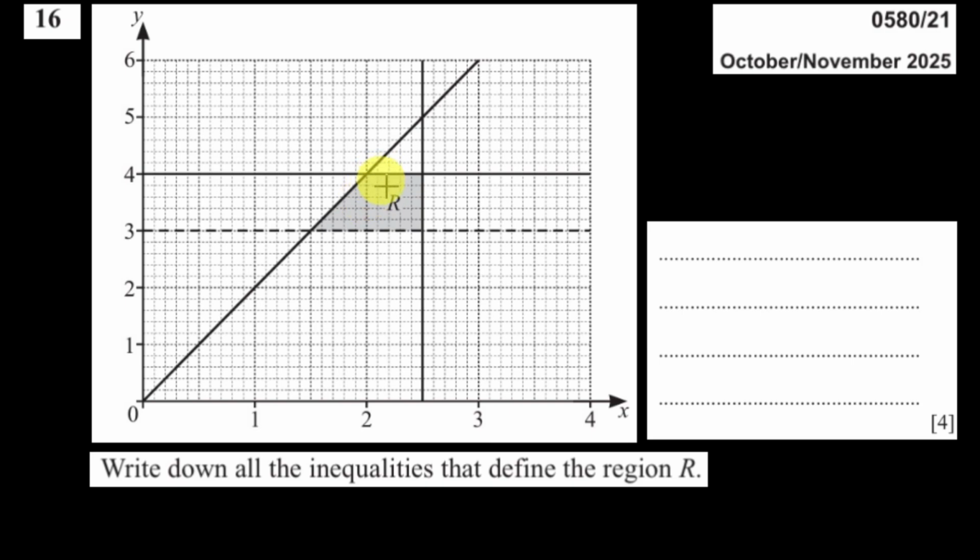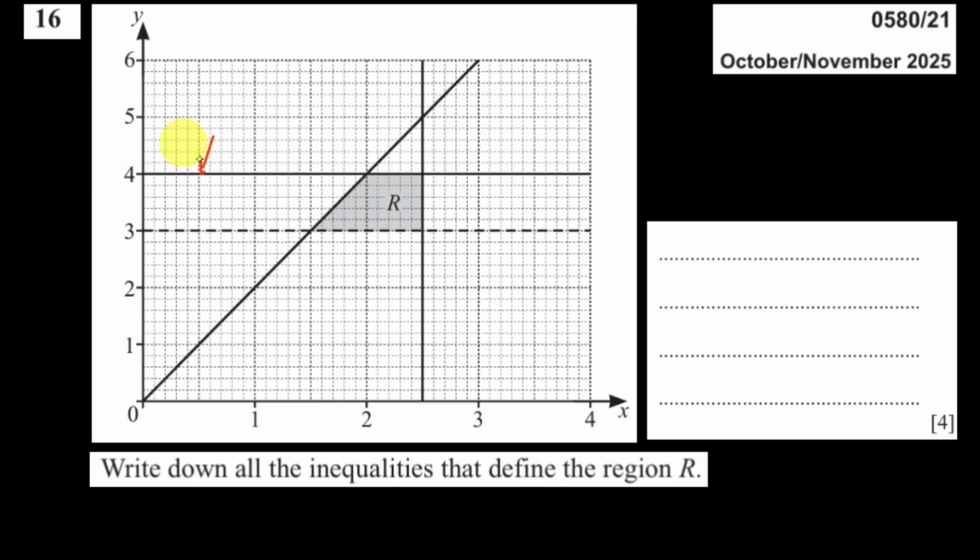We'll see how many boundaries there are. In this region, we have this one boundary here. This is another boundary, this is another boundary, and this. So in total we have 4 boundaries. So we need 4 inequalities to define this region R. Let's see how we can get these 4 inequalities. To find the inequalities, first we have to find the equation of the line of each boundary.